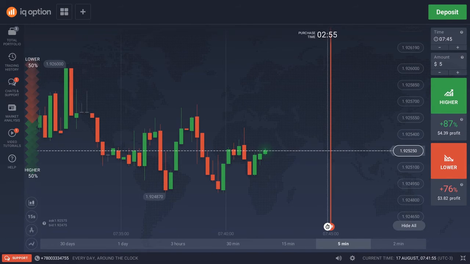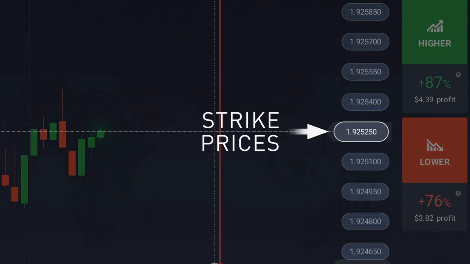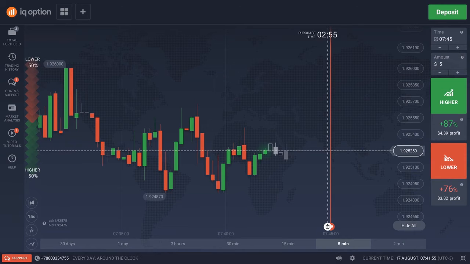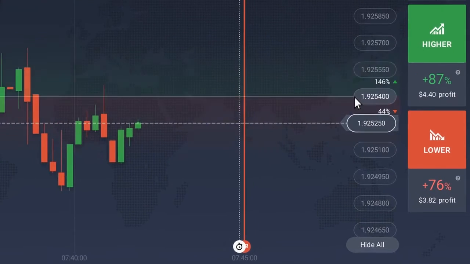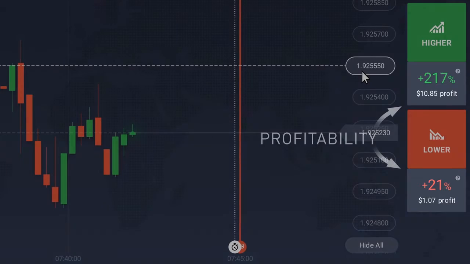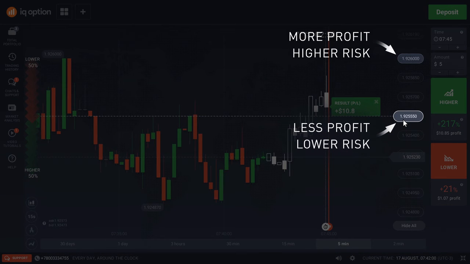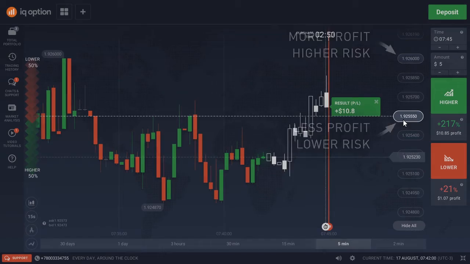On the right-hand side, the chart is accompanied by several price levels. These are strike prices, or in other words, target levels that the opening price should go above or below for the position to close in the money. When choosing different strike prices, you can see how the profitability is changing on the Higher and Lower buttons. It depends on whether the asset price can reach the set strike level in the chosen direction or not. The lower the probability that the price reaches the strike level, the more the profit, up to 900%.